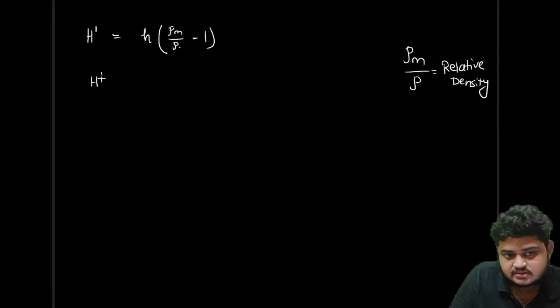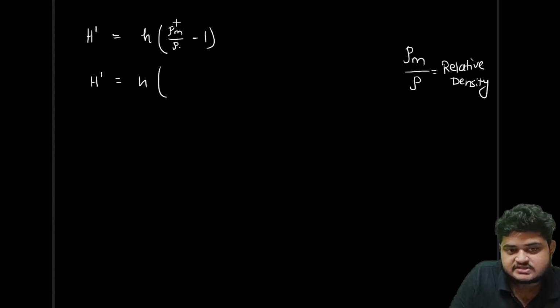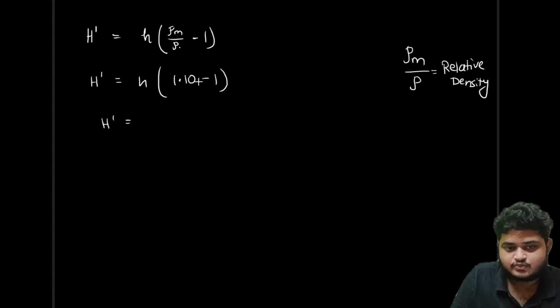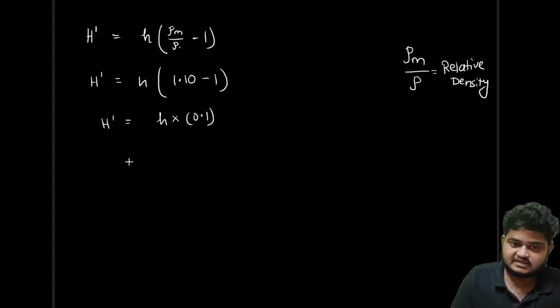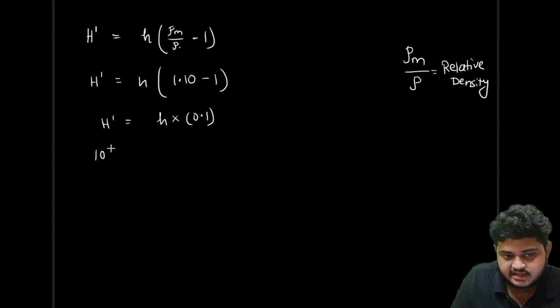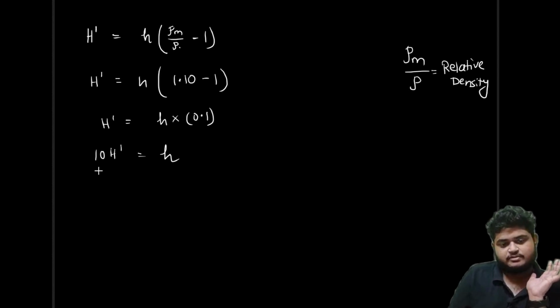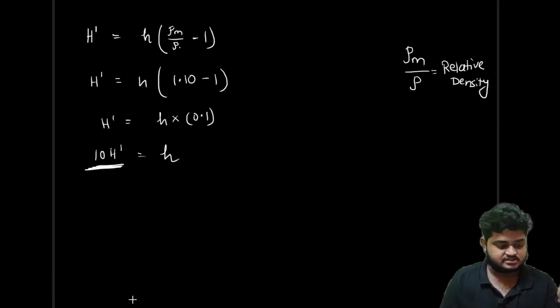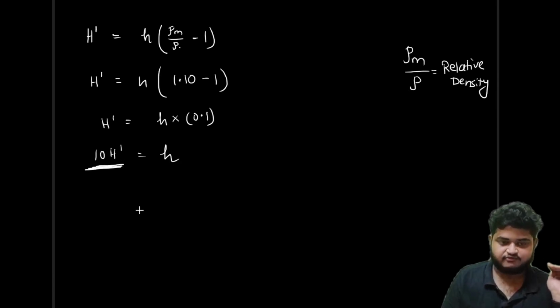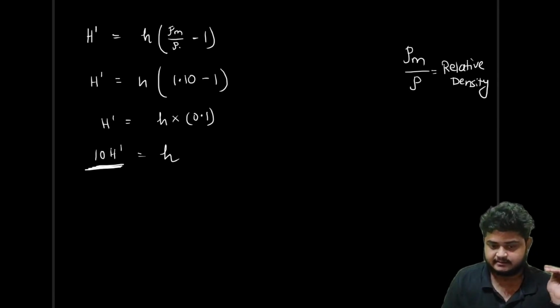So H dash will be H into, this is given specific gravity as 1.10, minus 1. So what is this? Specific gravity is 1.10 and it is minus 1, so it will be H into 0.1. If I multiply both sides with 10, it will be 10 H dash is equal to H. So this is the answer, it will be called 10 times. Obviously the answer will be 10 times the original pressure head, right?